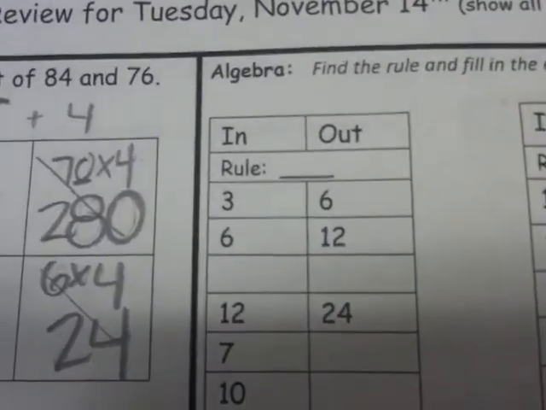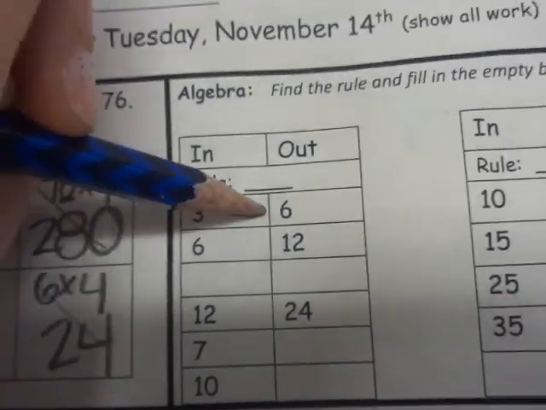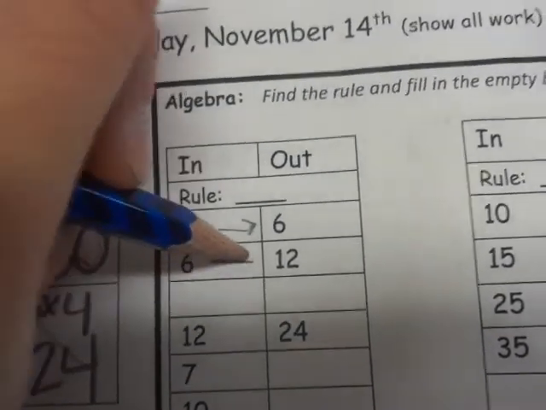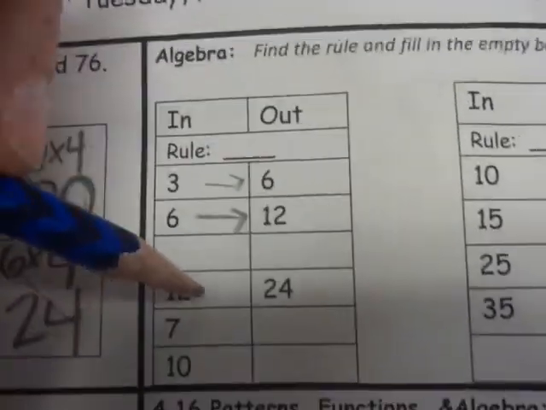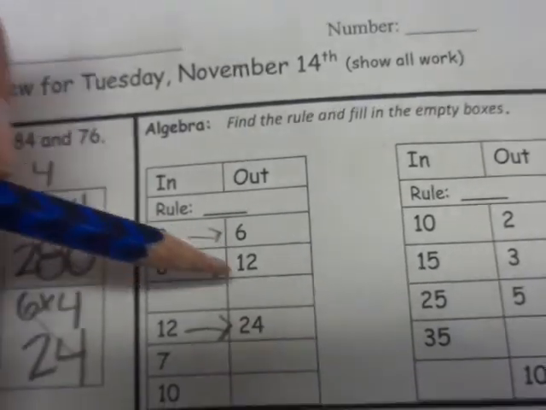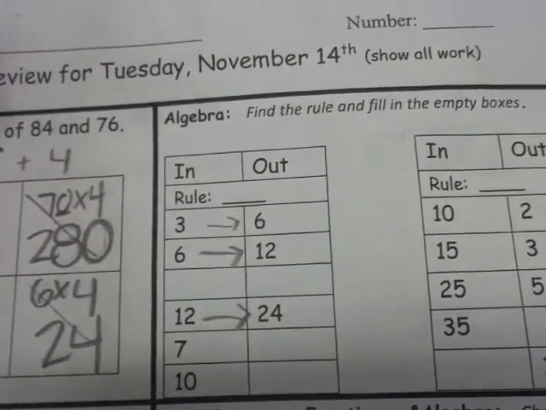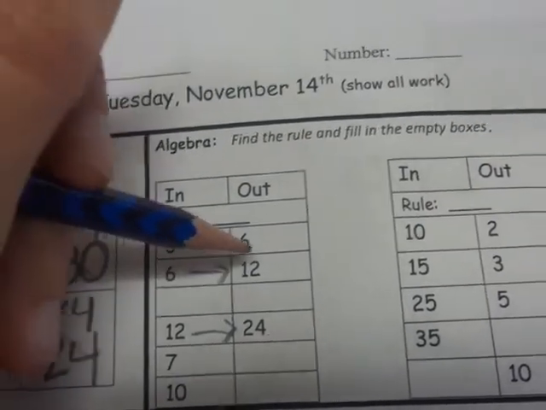So let's focus in on one box at a time. I put in 3, I get out 6. I put in 6, I get out 12. I put in 12, I get out 24. So I notice my numbers are increasing, which means I'm either going to add or multiply. So I'm trying to think of the pattern.